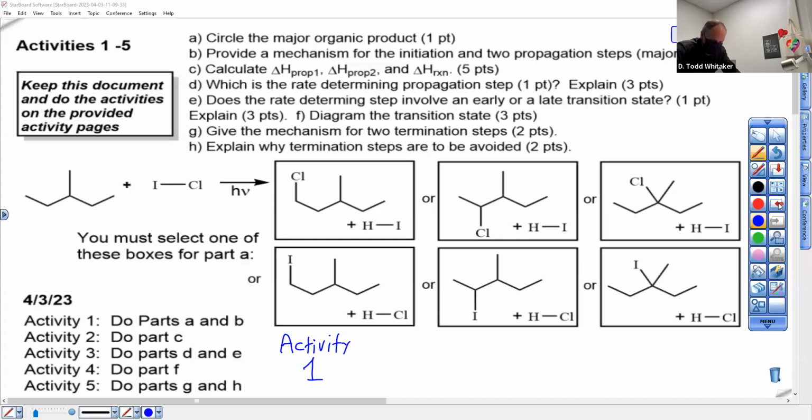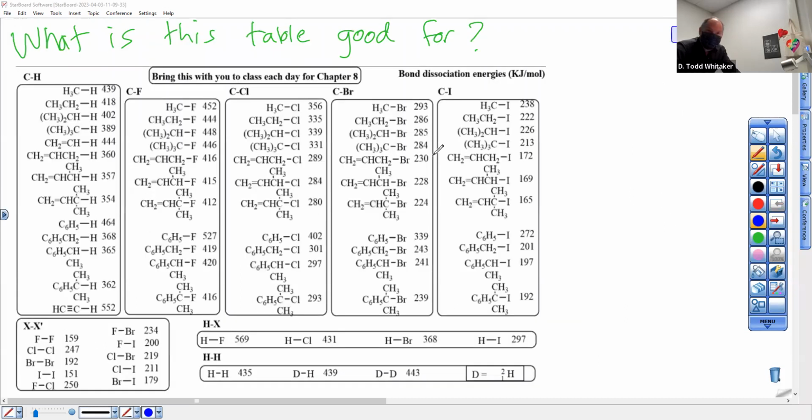Ladies and gentlemen, we're starting chapter 8 right now. Chapter 8 is about haloalkanes. And the first part of today, don't write anything down. We'll go back over here. This is one of the handouts I gave you. This is a handout you were given on the test.